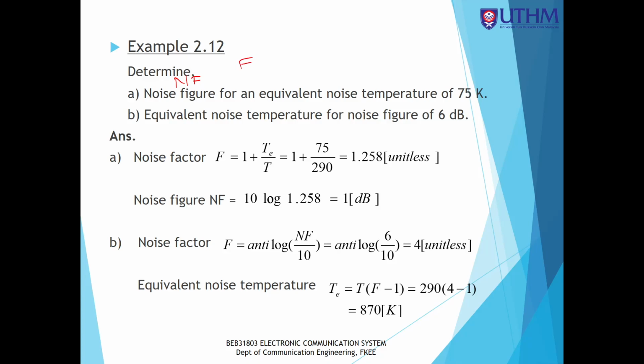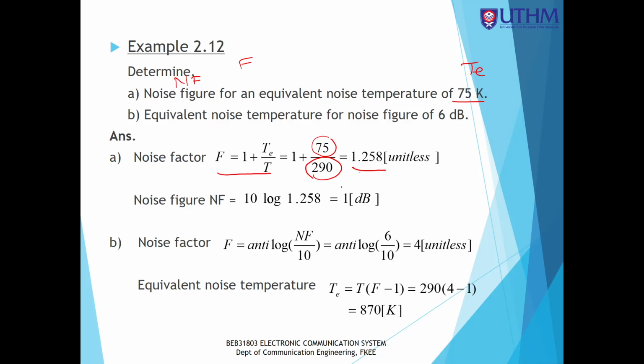F is equal to 1 plus TE over T, since you are given TE. TE is given as 75 Kelvin. T is the ambient or room temperature, which is 290 Kelvin by default. In your syllabus, room temperature is 290 Kelvin or 17 degrees Celsius. So you get 1 plus 75 over 290, which gives 1.258.